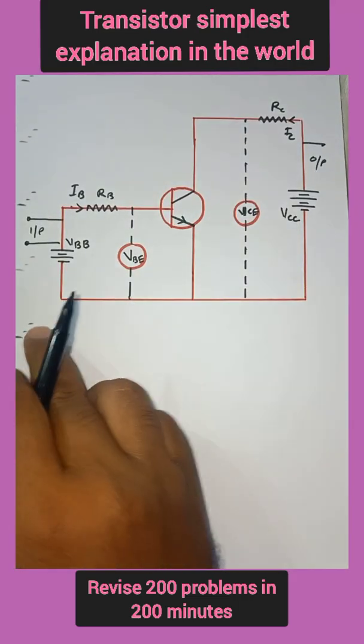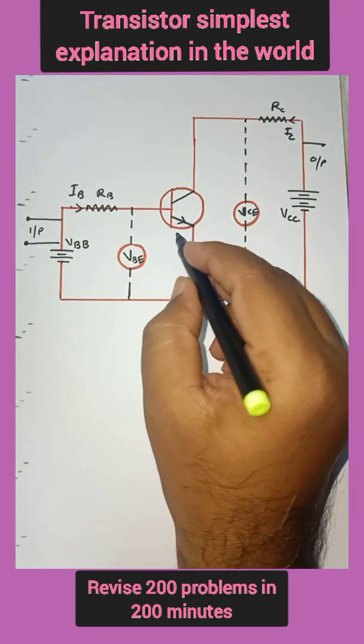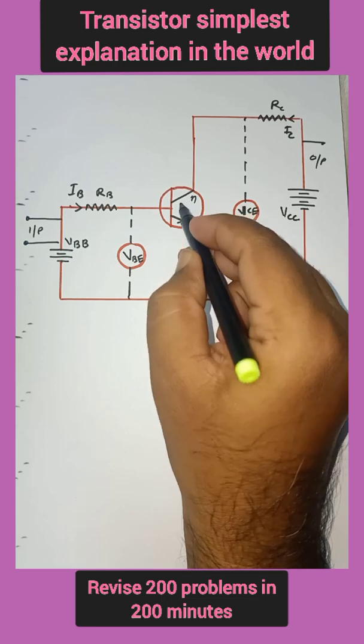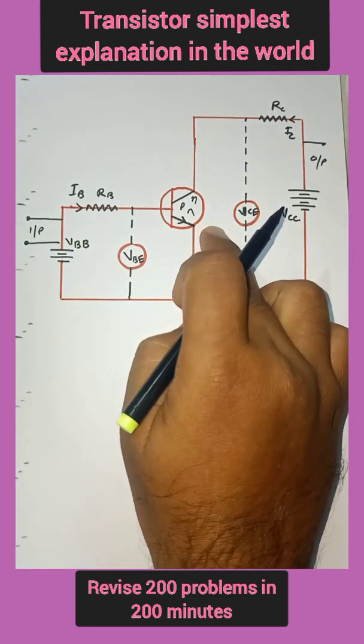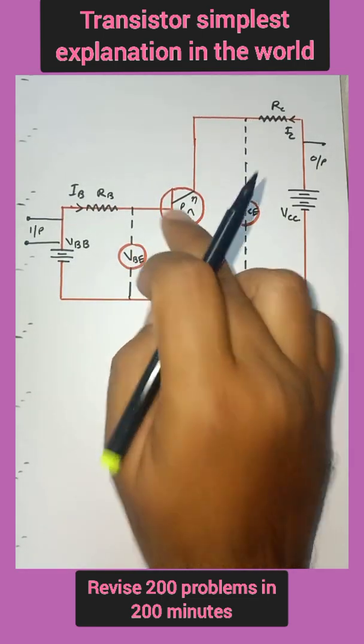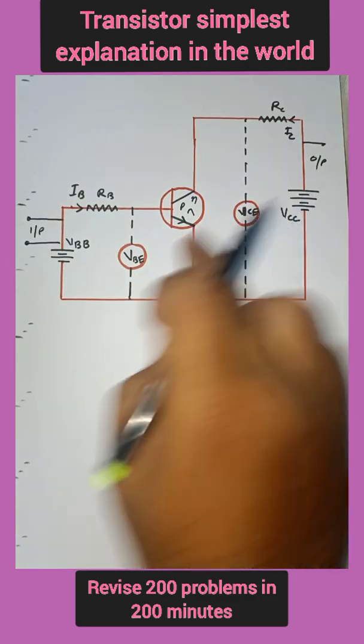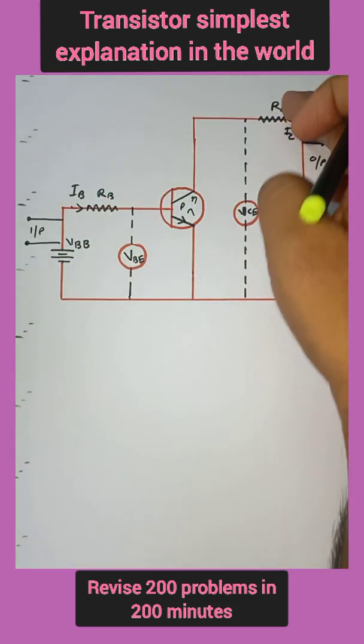So, the simplest way to understand the transistor. See, this is a transistor which is said to be an NPN transistor. The arrow is not towards the plate, it is away from the plate. So this is VBE and this is VCE. This is the base-emitter voltage and this is the collector-emitter voltage.